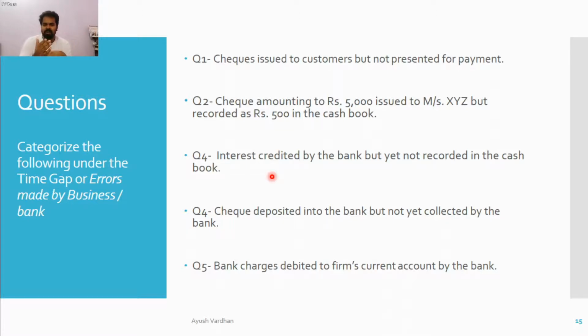Check deposited into bank, not yet collected by the bank. Again, this is a time gap. The last question here is bank charges. Bank charge debited from the firm's current account by the bank. So bank charges are debited automatically, and the cash book doesn't know. So the entry happens at two different times. So that is a time gap example. Okay. Now we will look at some further questions. So here is the answer to all those.